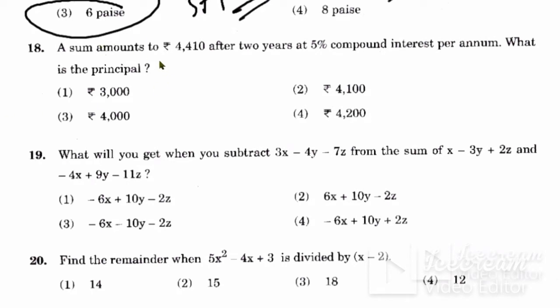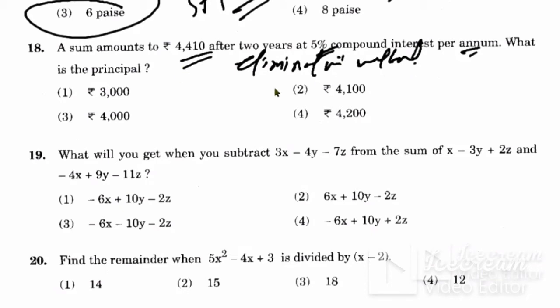So question number 18: a sum amounts to 4,410 after 2 years at 5% compound interest per annum. What is the principal amount? Here you are asked for the principal amount, so you will use the elimination method. How do you eliminate? You have to eliminate the wrong answers.